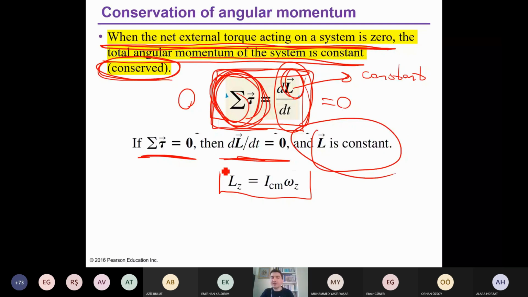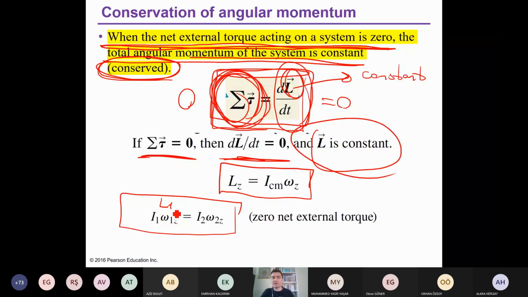So if the angular momentum is conserved, I can write this expression. This is the initial angular momentum of the system. This is the final angular momentum of the system. If the angular momentum is conserved, I can write this one: I1 omega 1 is equal to I2 omega 2.